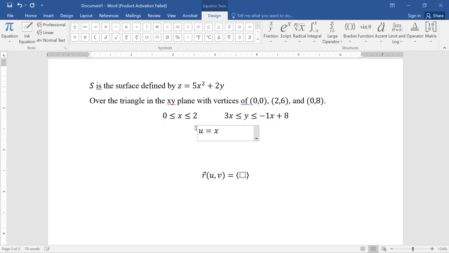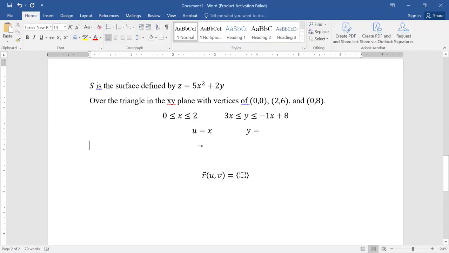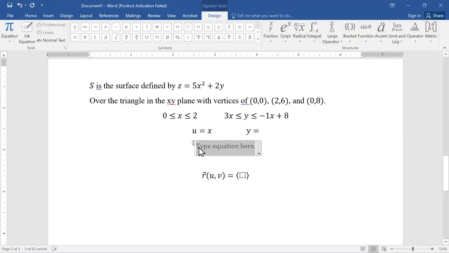I'm going to let y be equal to, again, maybe move a step ahead here. Obviously, since x goes from 0 to 2 and I'm letting u be equal to x or x be equal to u, doesn't matter which side you put which on, we're saying u is going to go from 0 to 2.